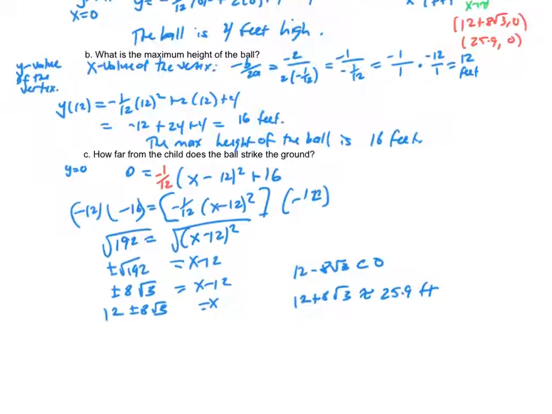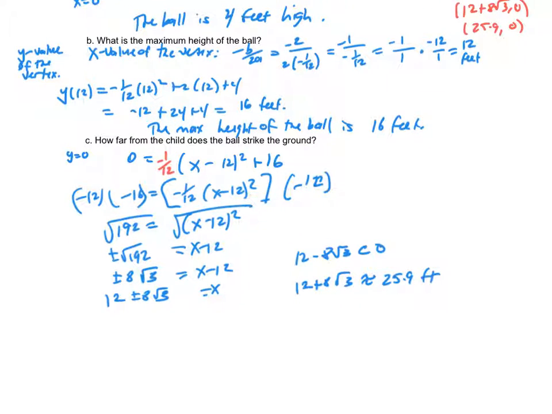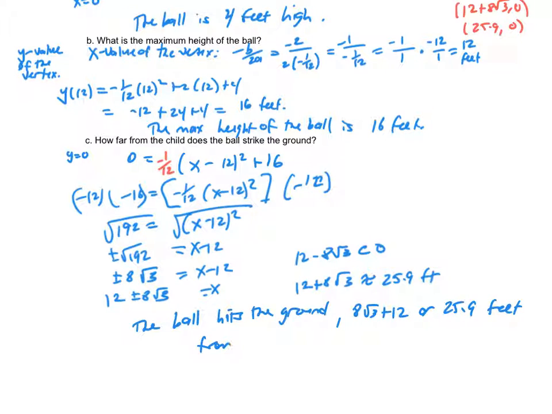So to answer our question, the ball hits the ground 8 radical 3 plus 12, or 25.9 feet from where it was thrown.